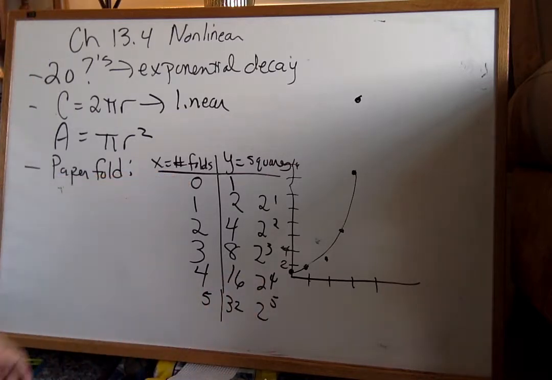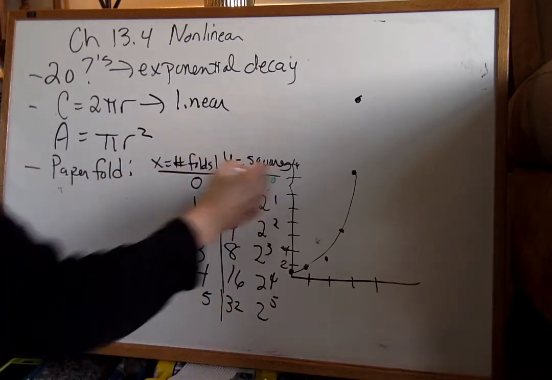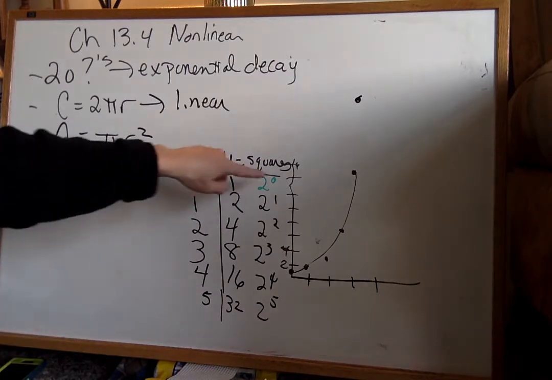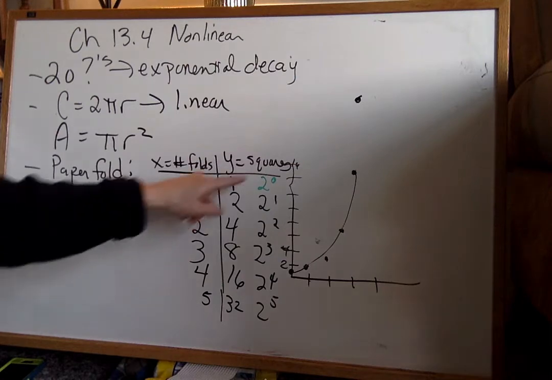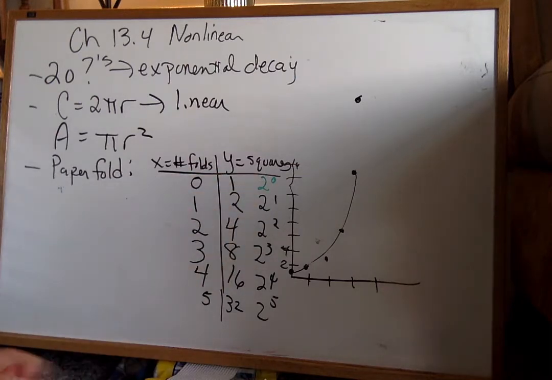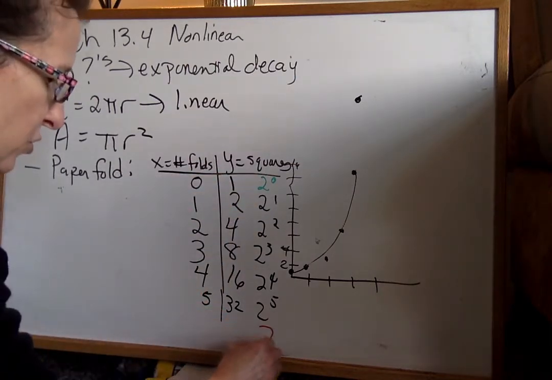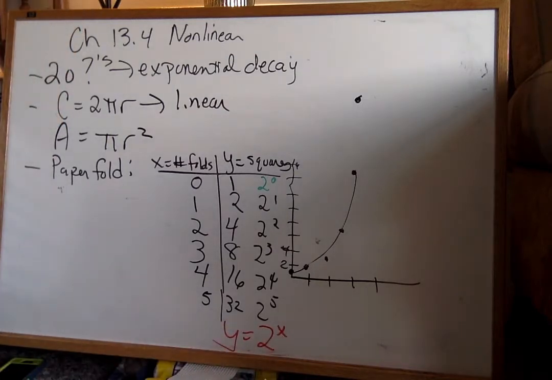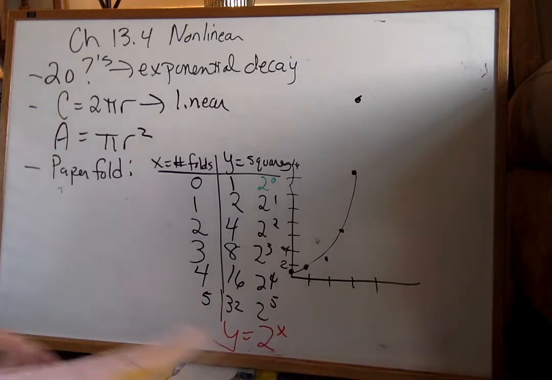Sometimes students get a little confused here. This, of course, would be to the 0 power. Anything to the 0 power is, of course, 1. So you can see from here that the relationship is 2 to the x, and that is our classic exponential. So again, we're introducing them and exposing them to nonlinear relationships, and chapter 13.4 covers that.